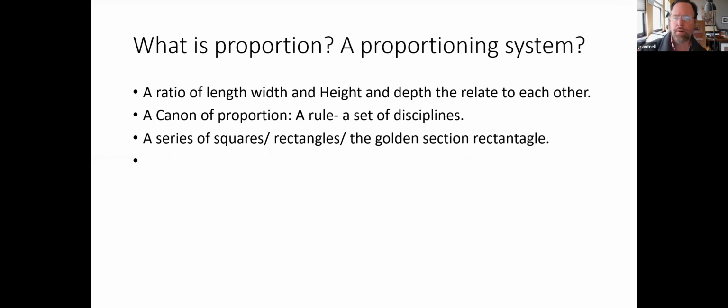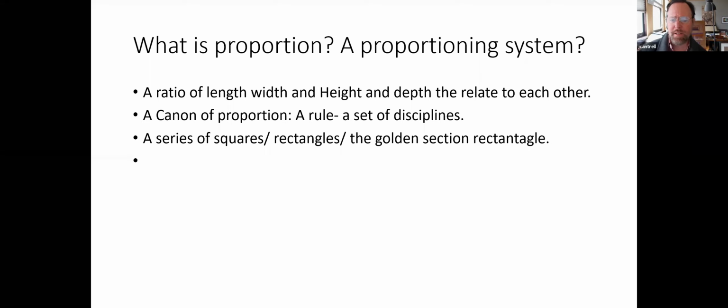So when we're talking about some larger ideas, what is proportion? What is a proportioning system? I'm sure you've heard of a canon of proportion. Of course, as a rule, a set of disciplines. The ancient Greeks had a very severe and regimented set of disciplines to determine the proportion of the scale of everything. A Greek temple front, the columns, the spacing, the proportions, everything.